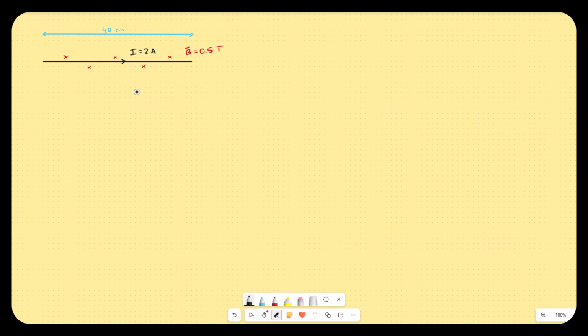So if I want to find this force, I'm going to say the force on this segment of wire is going to be magnitude force, just I, L, B, times the sine of the angle between I and B. I know I isn't exactly a vector, but it's a direction of current, and that's what I've got.